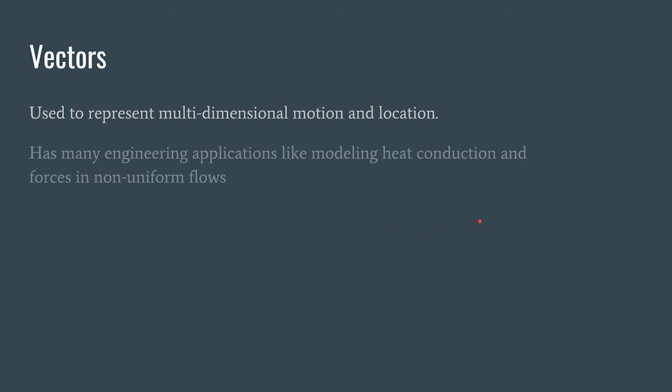The second topic I looked into was vectors. They can be used to represent multi-dimensional motion and location. This has a lot of uses as well, because we live in a 3D world where 1D equations don't particularly work. So it has engineering applications like modeling heat conduction and forces in non-uniform flows.